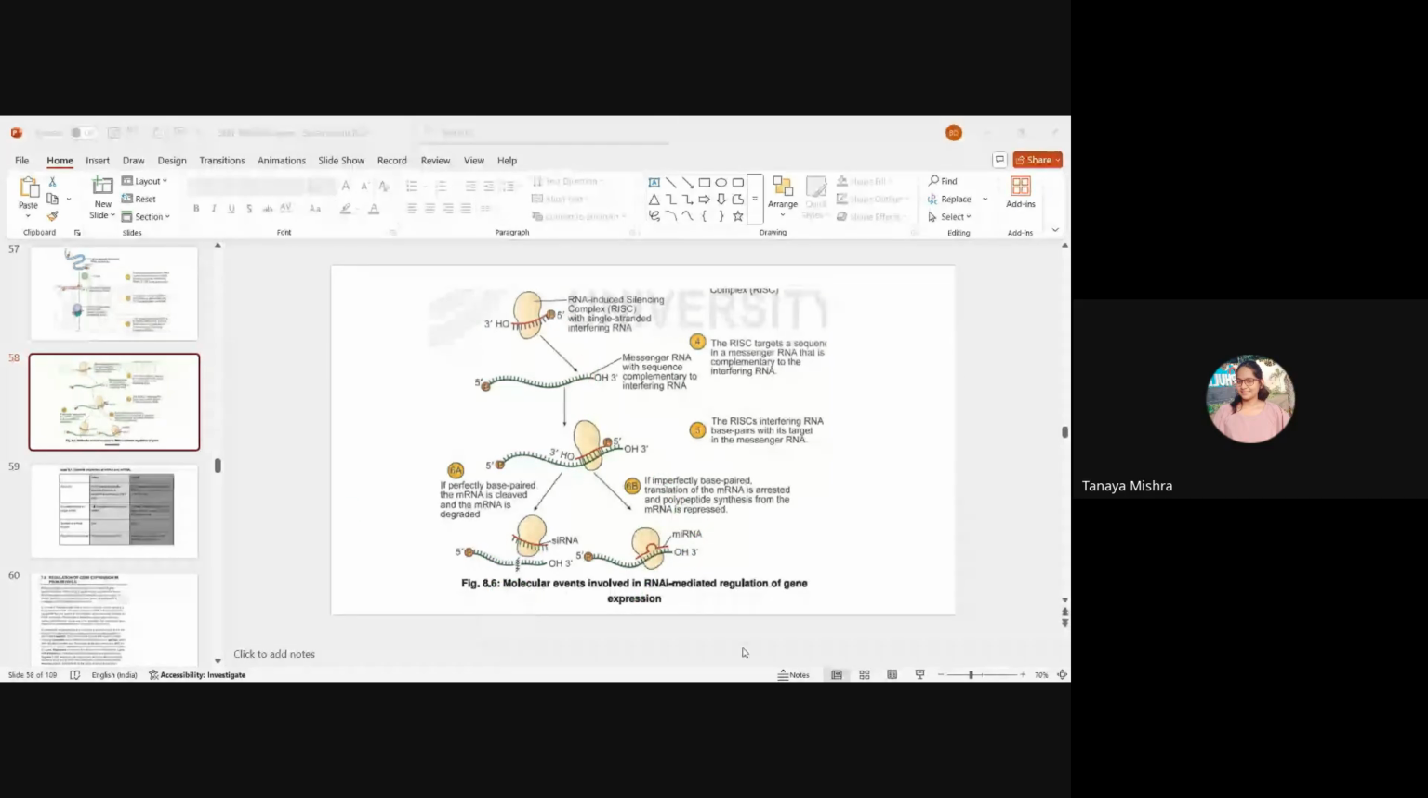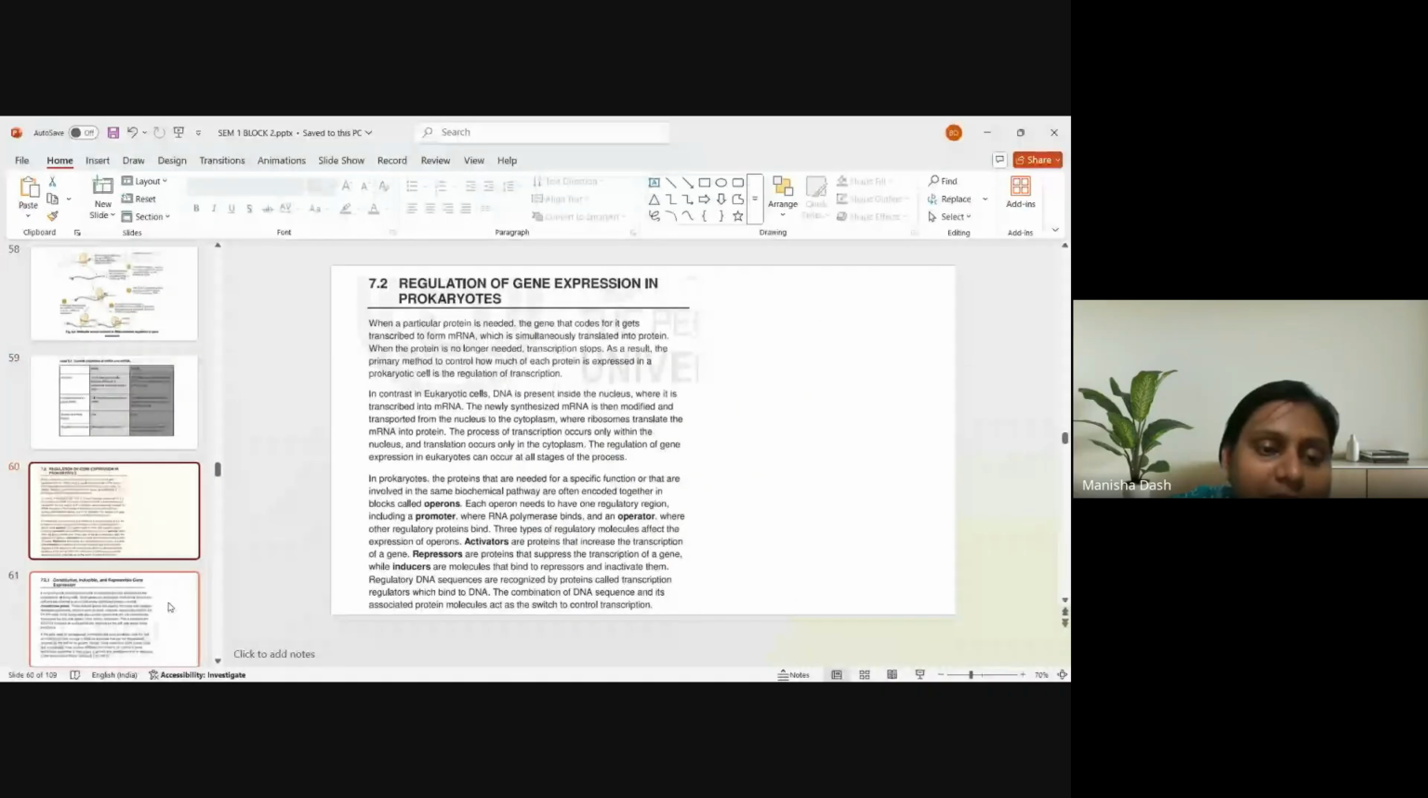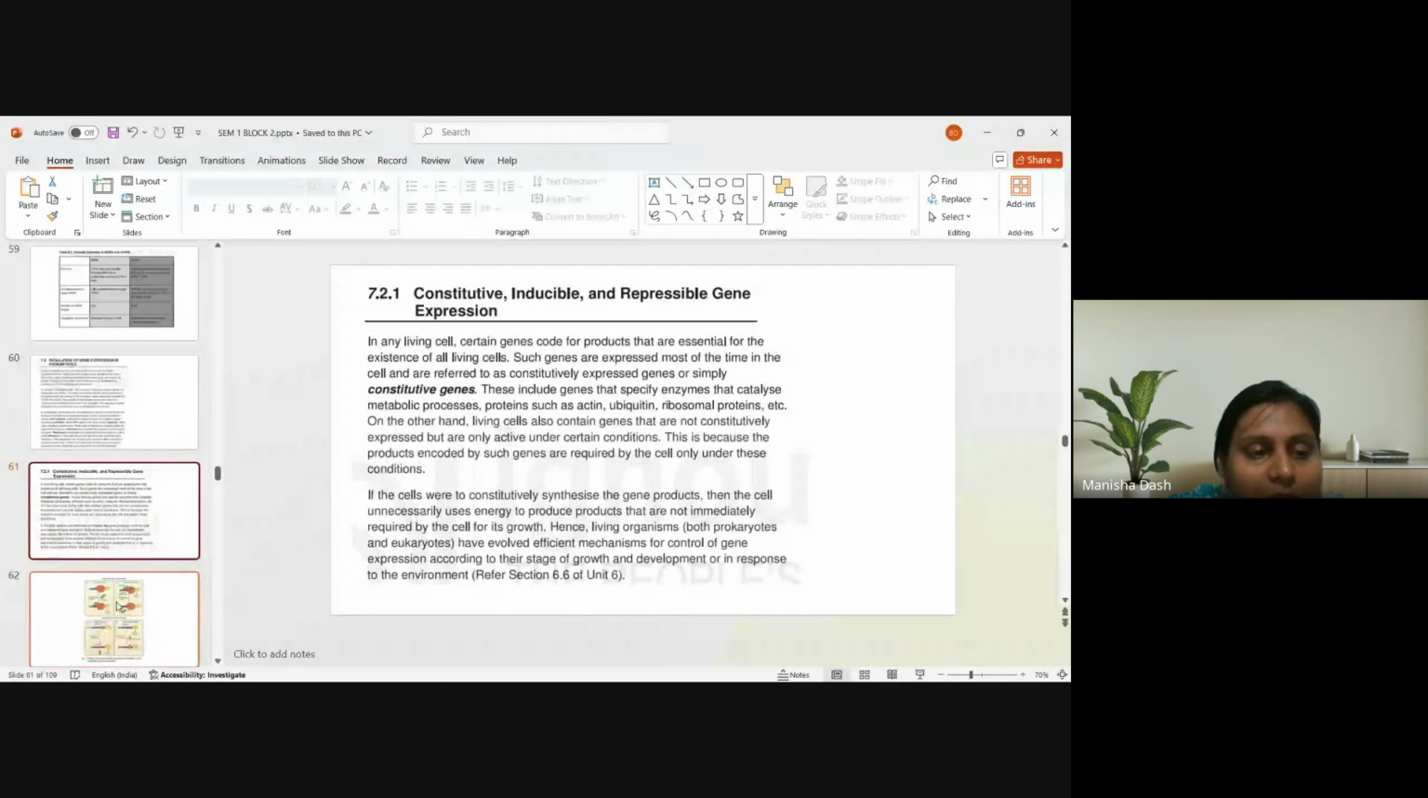Ma'am, is gene expression related to only mRNA or also DNA? No. Gene expression means the gene is capable of producing a protein. That is what is called gene expression. When the gene is transcribed into an mRNA and that mRNA produces a protein, we call that the gene is expressed. That is the meaning of gene expression.